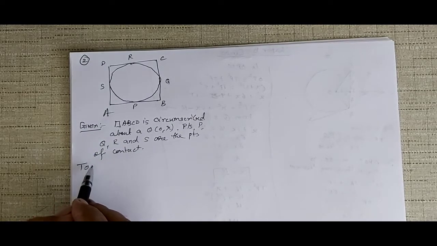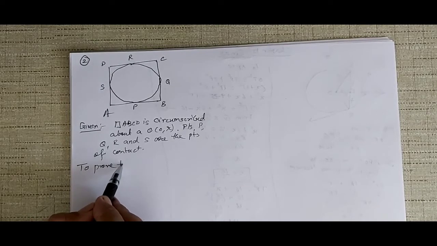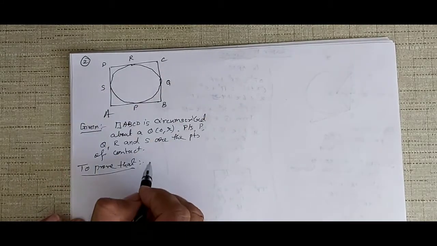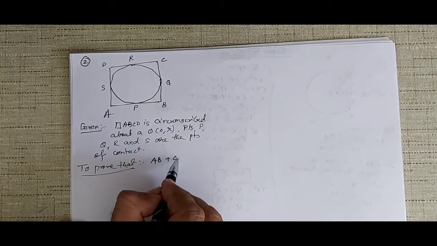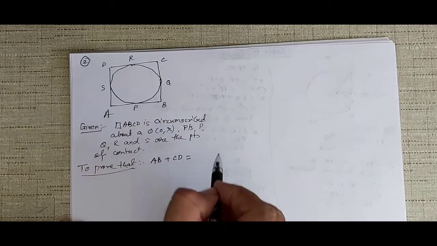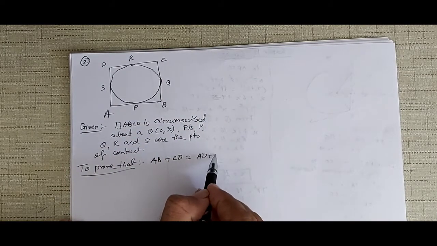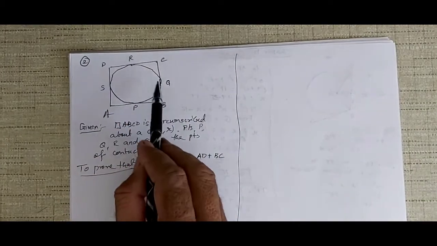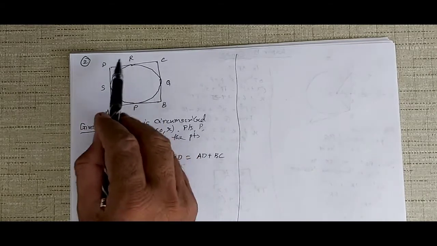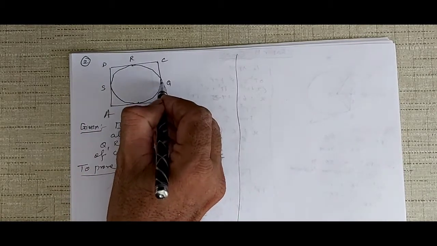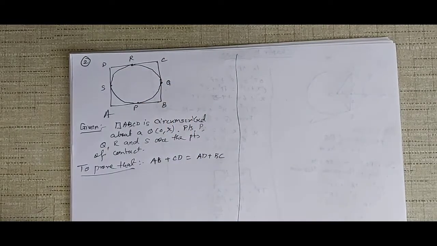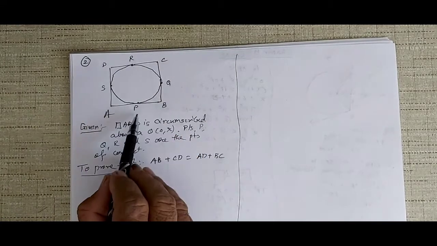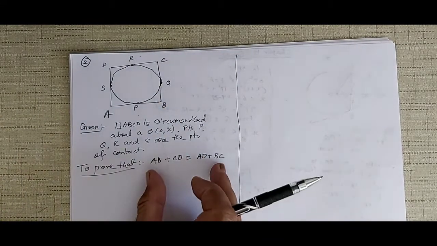What are we supposed to prove? To prove that AB plus CD, opposite sides, is equal to AD plus BC. So prove that if a quadrilateral circumscribes a circle and P, Q, R, and S are the points of contact, then the sum of the opposite sides are equal. That is AD plus BC is equal to AB plus CD, that is opposite sides.